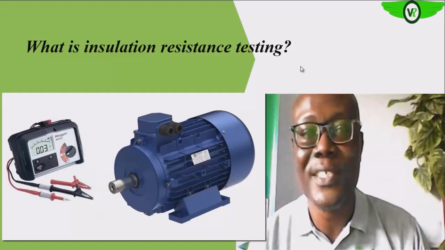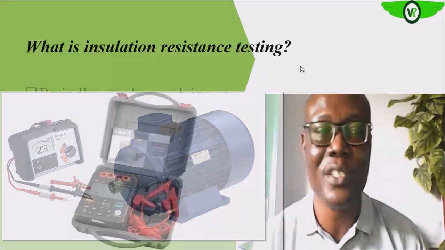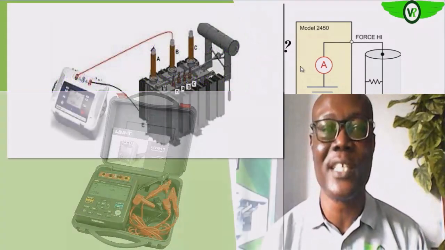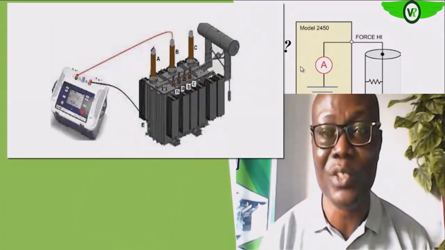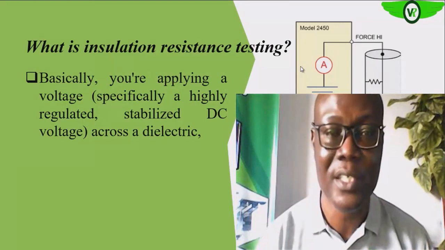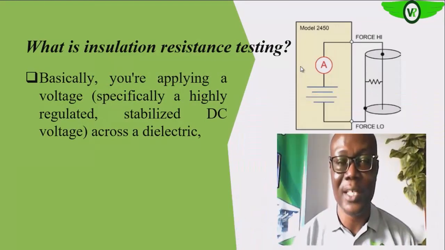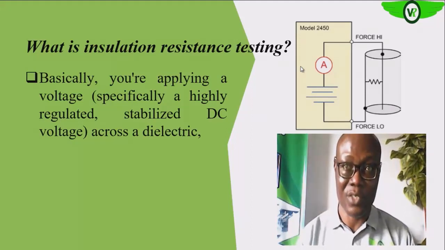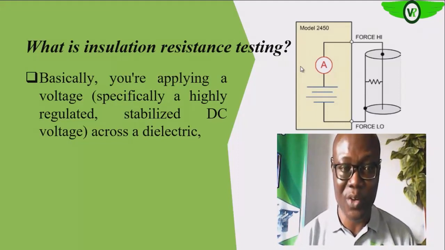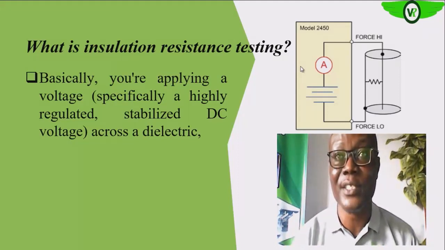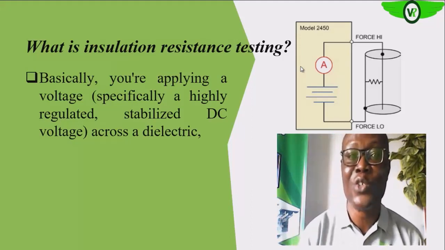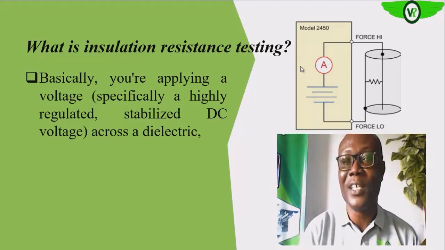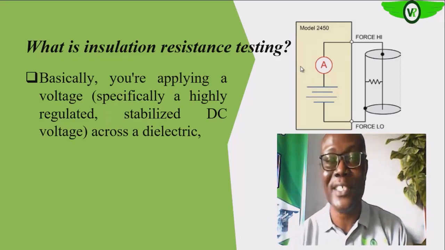What is insulation resistance testing? So basically what you do during an insulation resistance test is to apply a potential difference between both ends or two ends of the insulator, okay? And then you measure the current. Since you know the voltage that you applied or injected with respect to the current, then from Ohm's law you can determine the resistance of the insulator. So it is that resistance of the insulator that we are looking at as the insulation resistance.